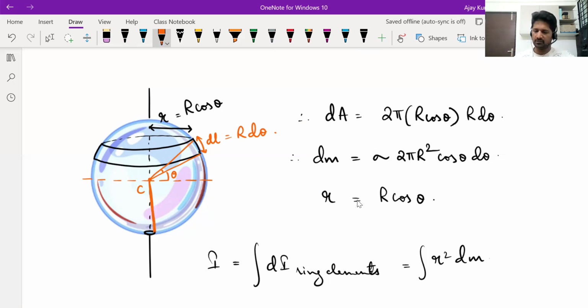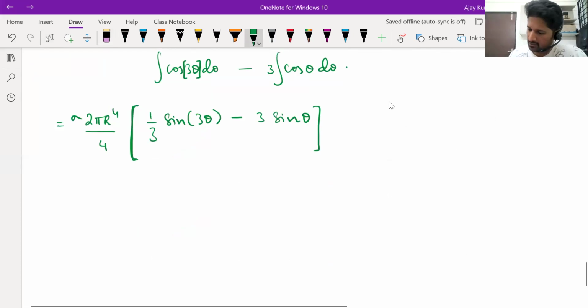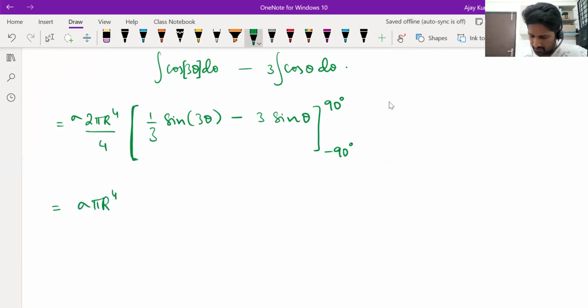We are taking the angle with the horizontal. How much will this be? Yeah, one of you said something. Minus 90. It has to be taken minus 90. Okay. So the limits for theta will be from minus pi by 2, or let's write minus 90 degrees, to plus 90 degrees. Now we have to carefully substitute the limits. 2 and 4 will cancel. So it becomes sigma pi R power 4 divided by 2 into, first we'll substitute the upper limit, 1 by 3 sine 3 into 90. Sine 270 is how much?